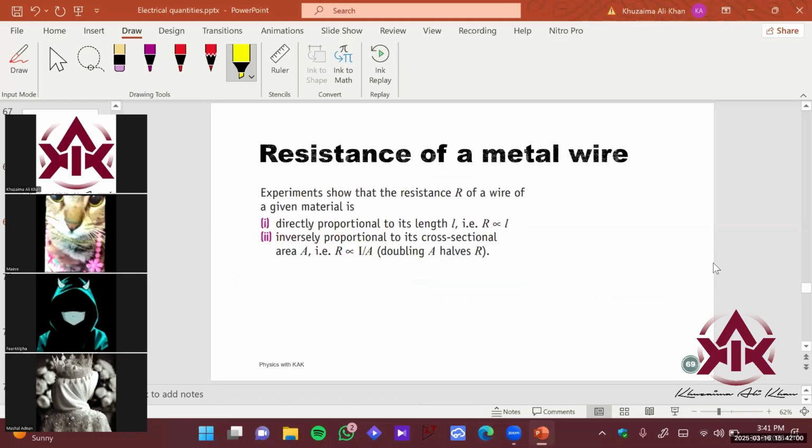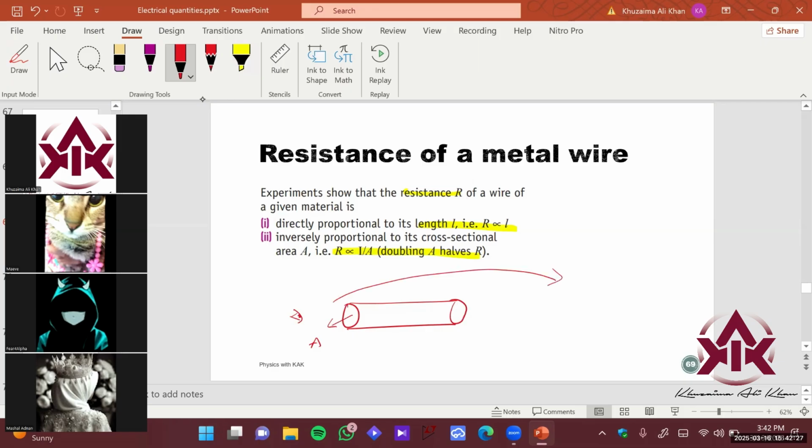Now we have again a summary here. Experiments show that the resistance R of a wire is proportional to length and inversely proportional to area. I now want to tell you in terms of radius and diameter. Since the cross section of a wire is always a circle, if you place your eye over here, you will see a circle with a radius r. The area of a circle is pi r square.